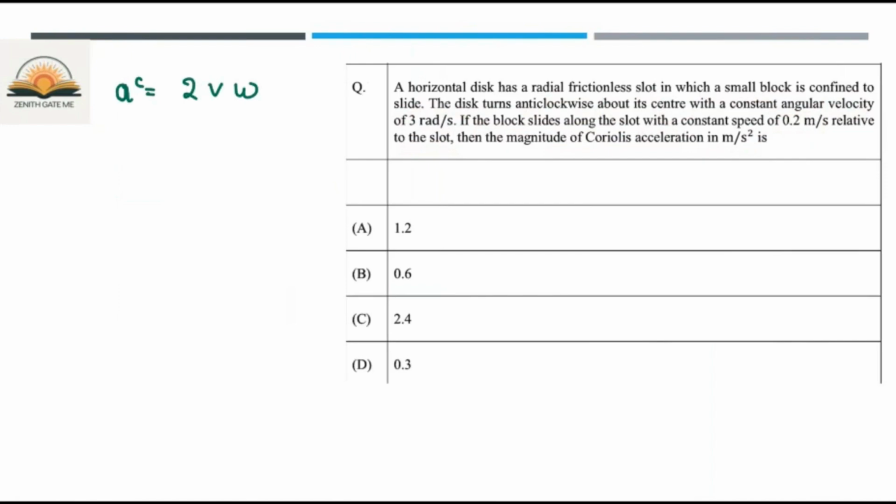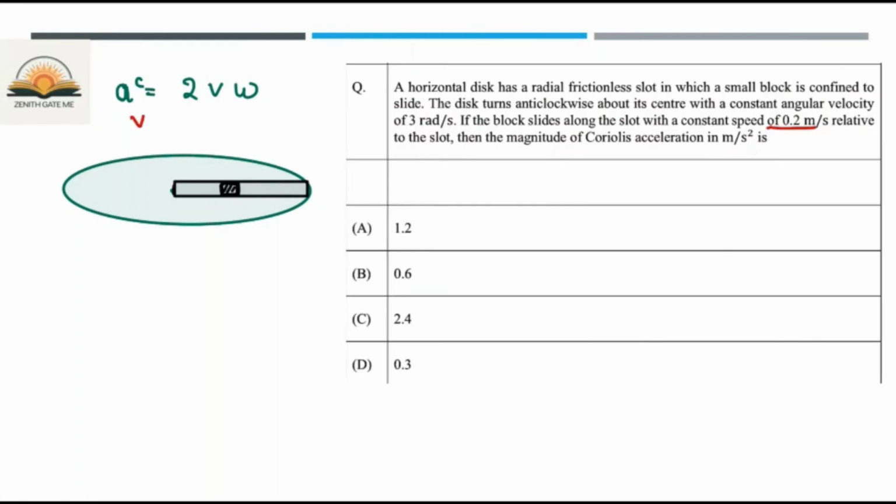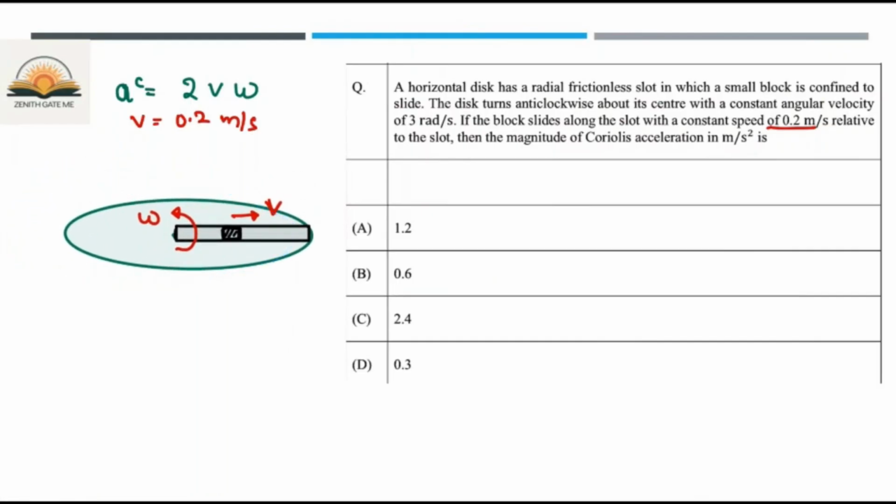Okay, so in this particular case, what is the question given? A horizontal disk is there, which has a radial frictionless slot. So let us suppose this is a horizontal disk, having a slot in which one small block is sliding. Or we can say that this slot contains a small block which is sliding with a velocity. What is the speed given? Constant speed. That means V is given as 0.2 meter per second. So it is sliding, and this horizontal disk is rotating with an angular velocity omega. And omega is also given, which is nothing but 3 radian per second.